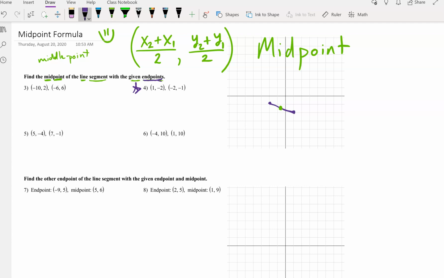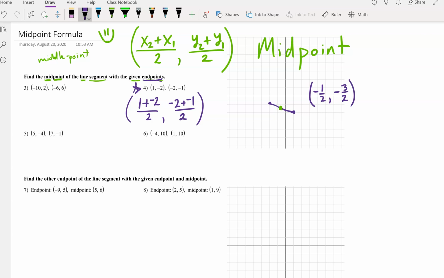Okay, so let's try that. Let's try that on this one right here. Let's add together our x values. So 1 plus a -2, and I'm going to be dividing that by 2. And then we're going to add together our y values, -2 plus a -1, and I'm going to be dividing that by 2. And let's see what we get here. So 1 plus a -2 is a -1, divided by 2 is a -1/2. So -1/2, comma, and then -2 plus a -1 is a -3, so -3/2.